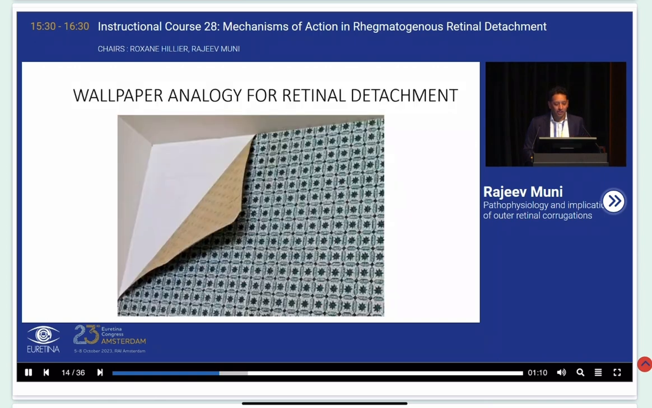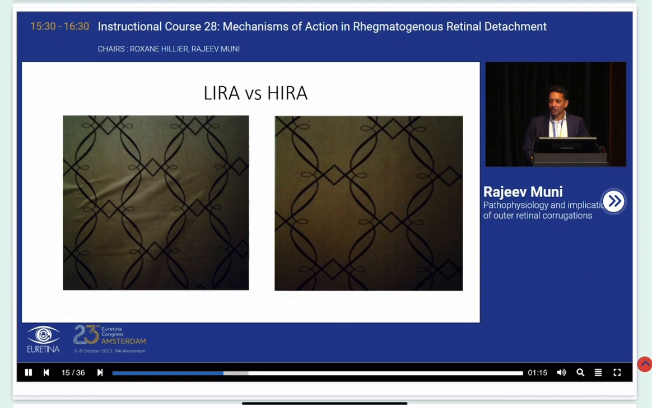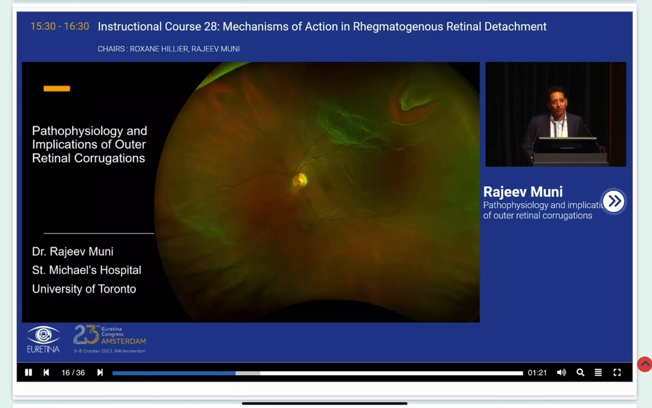We need to think about the quality of the job we're doing, the integrity of the attachment, and then we can maximize functional outcomes. We talk about this wallpaper analogy, and we don't want to just put the wallpaper on as quickly as possible with one procedure. We want to do it well. We want to minimize stretching and folding. And that's really the underlying concept of what we're going to be talking about today.